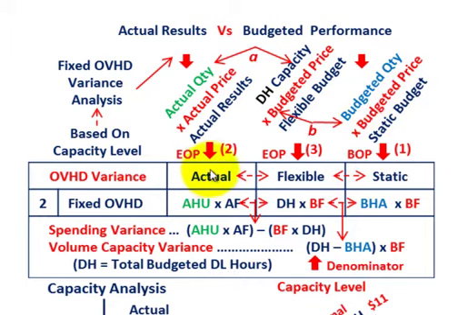Now, when our actual results come in for the period, you're just going to take the actual quantity that we used in our fixed overhead times some actual price that we paid for our fixed overhead. So that is going to be our actual result.